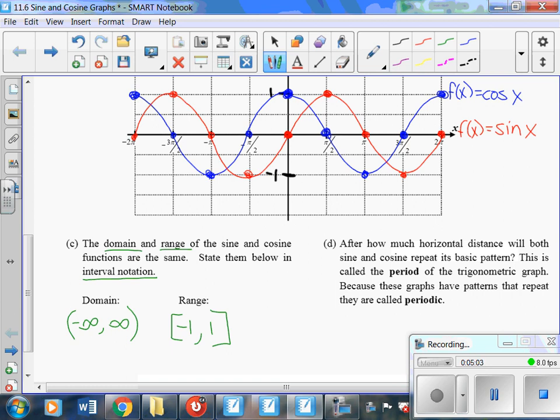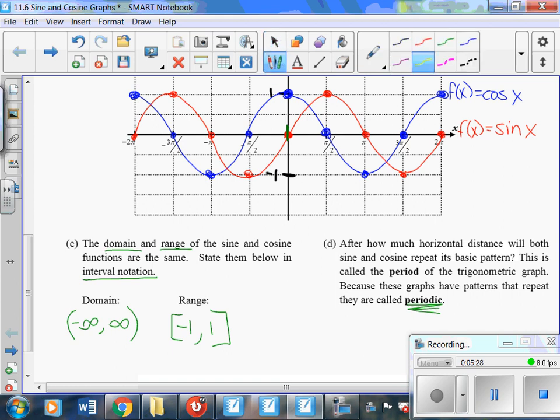All right, so after how much horizontal distance will both sine and cosine repeat its basic pattern? This is called the period of the trigonometric graph. Because these graphs have patterns that repeat, they're called periodic. All right, so basically for both of these, if you look about sine, let's see if I can find a different color. How about yellow?